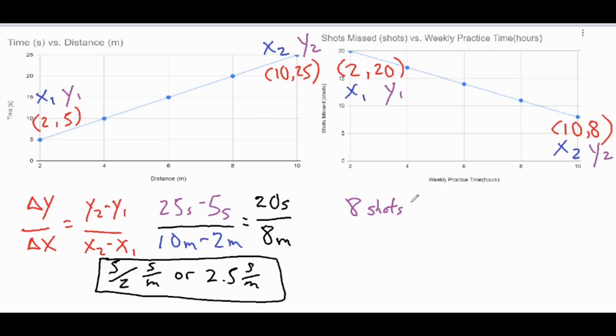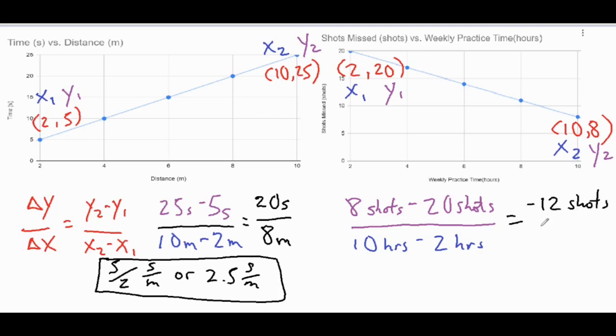So y2 is 8 minus our y1, which is 20. And then on the bottom, we have our x2, which is 10, and this is weekly practice time in hours, so 10 hours minus our x1, which is 2 hours. Again, we subtract those and keep the units along with it. So 8 minus 20 is negative 12, and then 10 minus 2 is 8. And then we can reduce our final answer to negative 3 over 2, or negative 1.5 shots per hour.